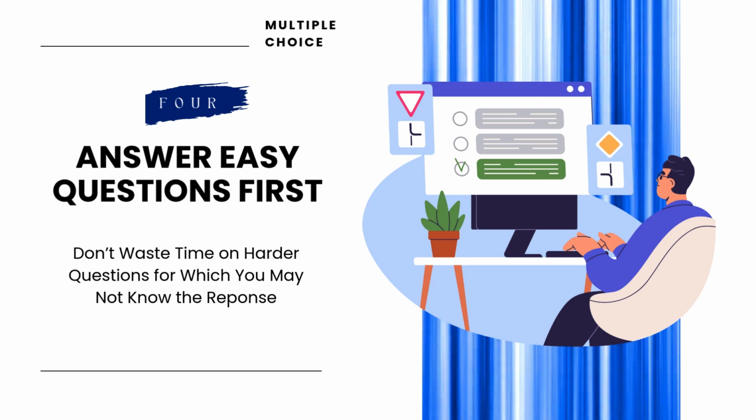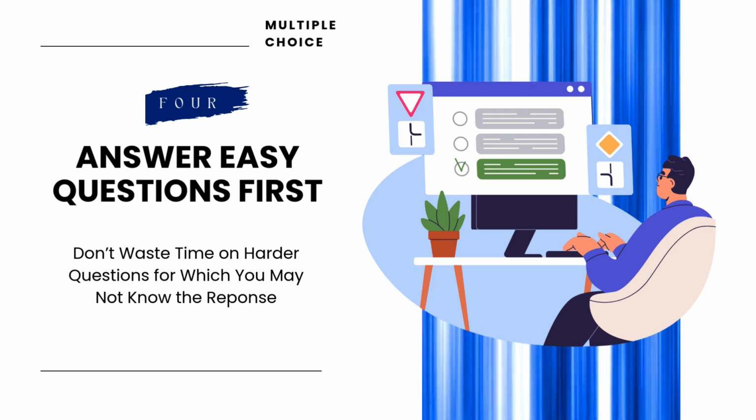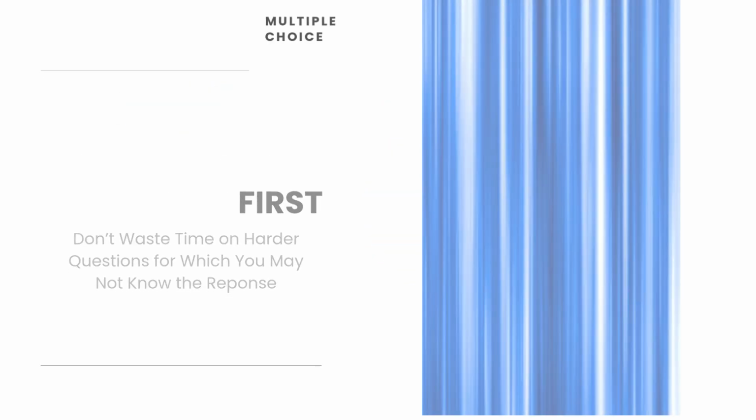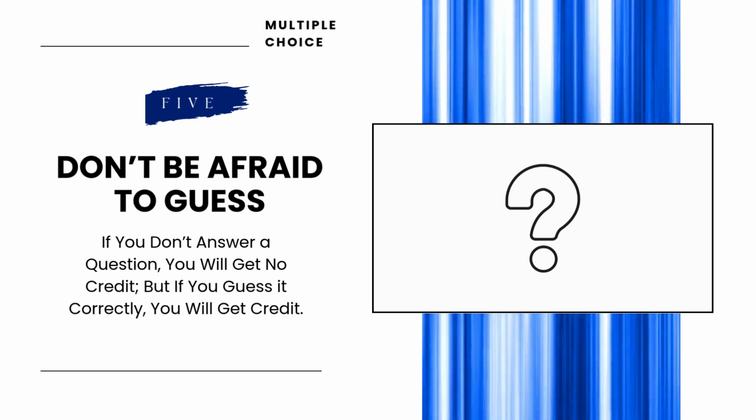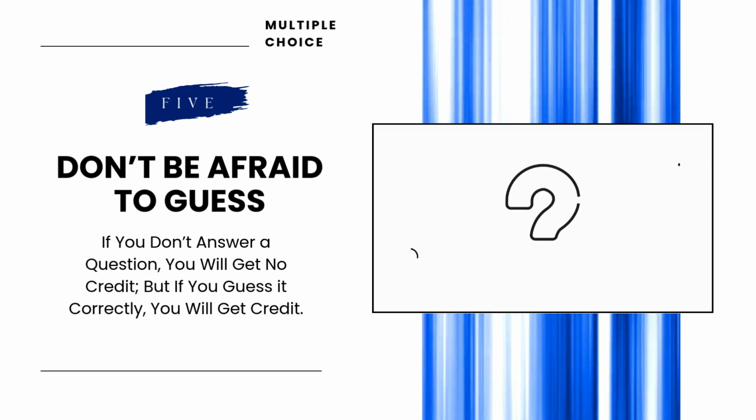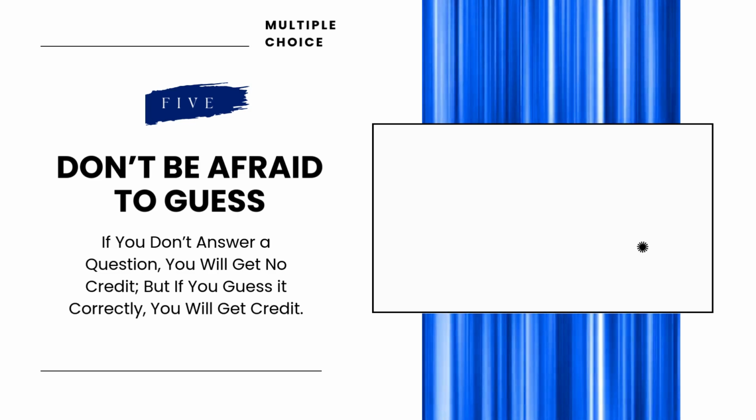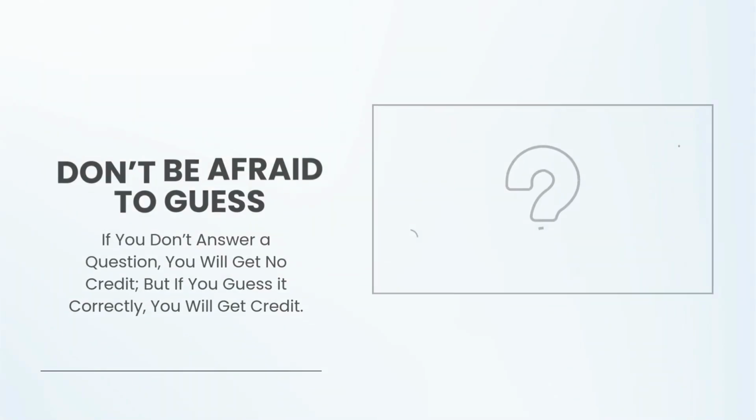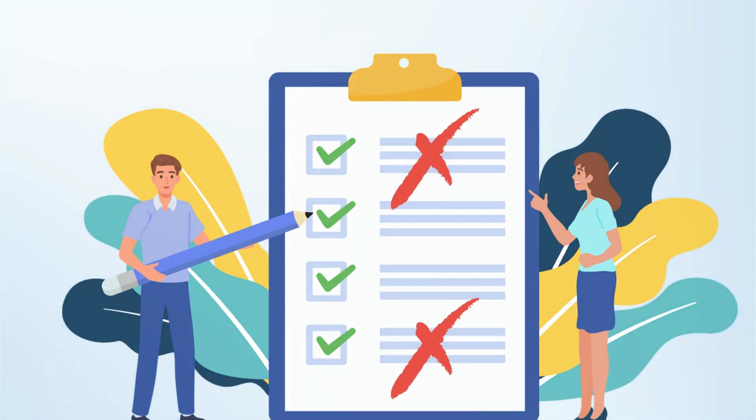Don't waste unnecessary time on the hard questions, but be sure to answer all questions, even those you are unsure about. Assuming there is no penalty for wrong responses, don't be afraid to guess if you are not sure of the answer. Remember, if you don't answer a question, you will not get credit for it. If you guess correctly, you will get credit. If you are not sure which answer is correct, eliminate the choices you know are wrong first and choose your answer from the remaining ones.